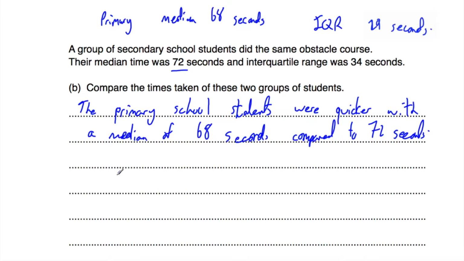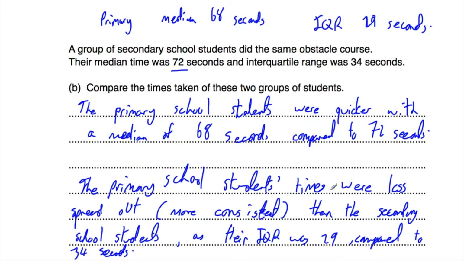So let's explain that. Okay, so I've just written down the primary school students' times were less spread out, they were more consistent than the secondary school students, as their interquartile range was 29 seconds compared to 34 seconds for the secondary school students. So that means that their results were less spread out, and that's it.